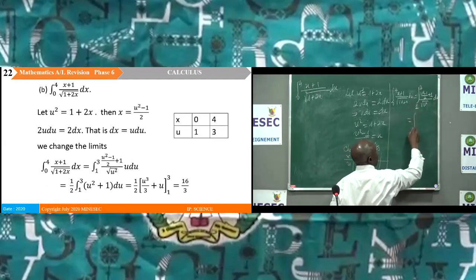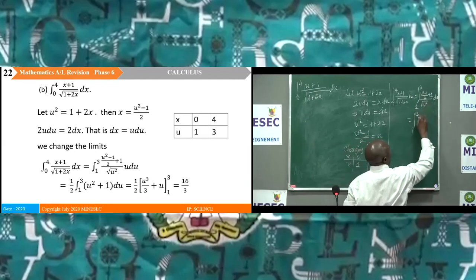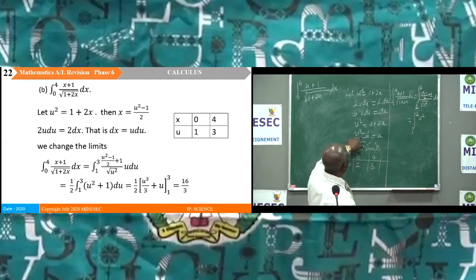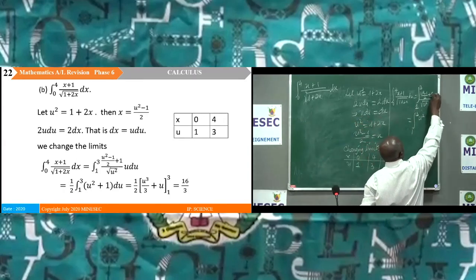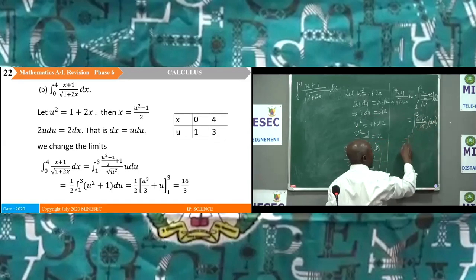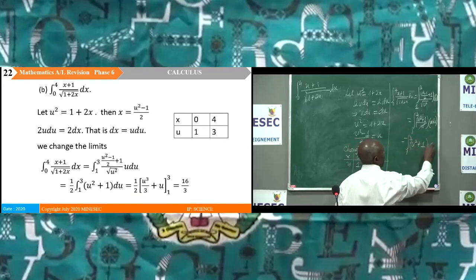We have it as integral from 1 to 3 of u squared minus 1 on 2 plus 1, and my dx is u du, sorry, it is u du. So we have u squared plus 1, all that over the square root of u squared, which is u, multiplied by u du. This and this simplifies out, and we are left with the integral from 1 to 3 of u squared plus 1 du.